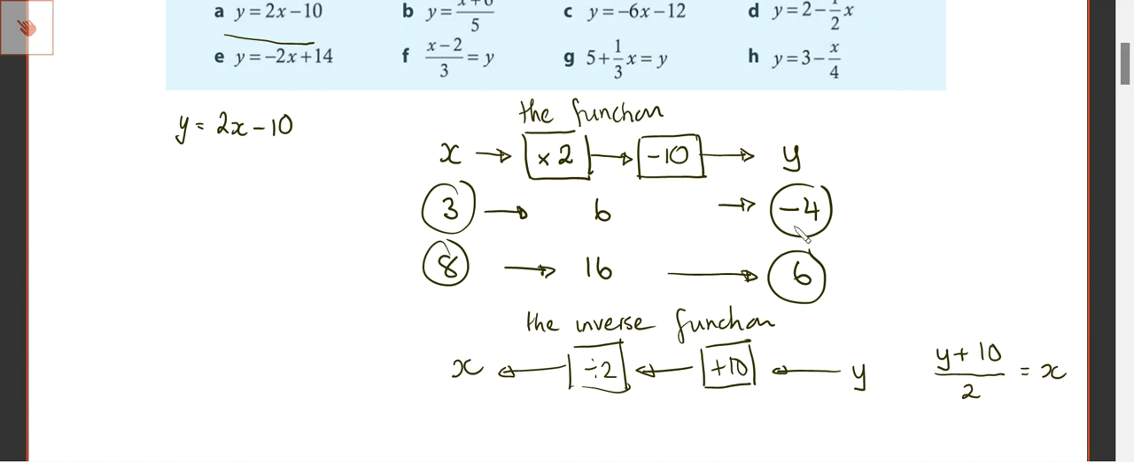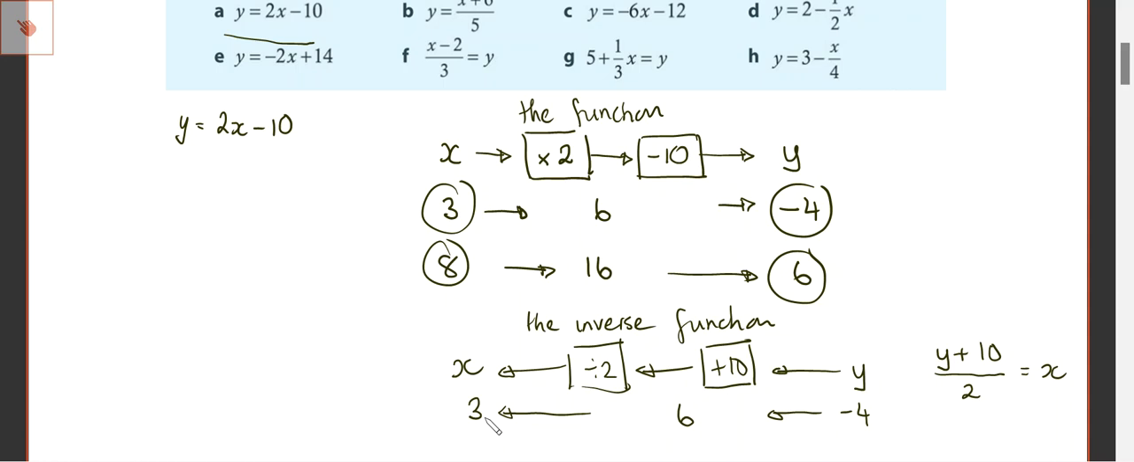So let's just check. Let's put negative 4 in. We should get the answer 3. Negative 4 plus 10 is positive 6. 6 divided by 2 is 3. So it does the opposite. It does the inverse. Okay?